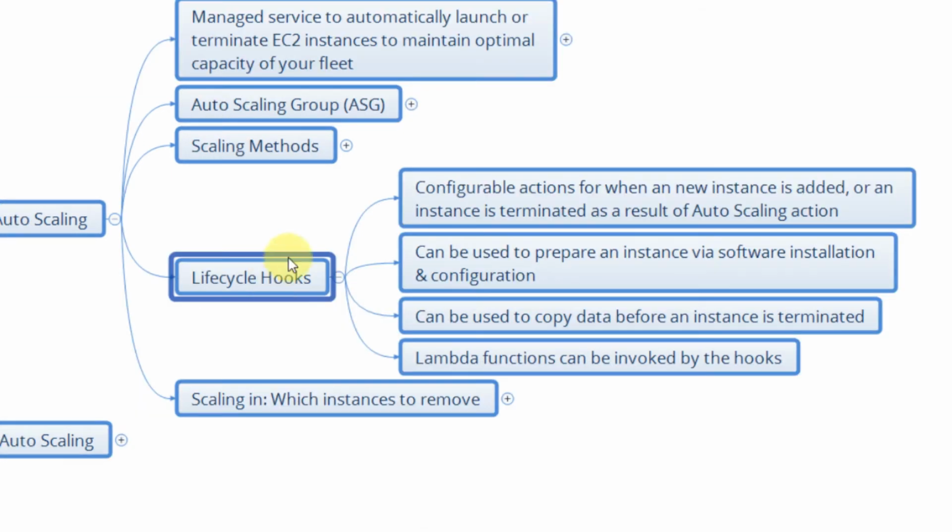Lifecycle hooks are actions you can configure for when a new instance is added or an instance is terminated as a result of auto scaling. These hooks can be used to prepare an instance with things such as installing software and configuring software. It can also be used to copy data from an instance that is being terminated. You can specify Lambda functions in these lifecycle hooks. So when there is an instance launch or a termination as a result of an auto scaling action, a Lambda function is invoked which does whatever you need.